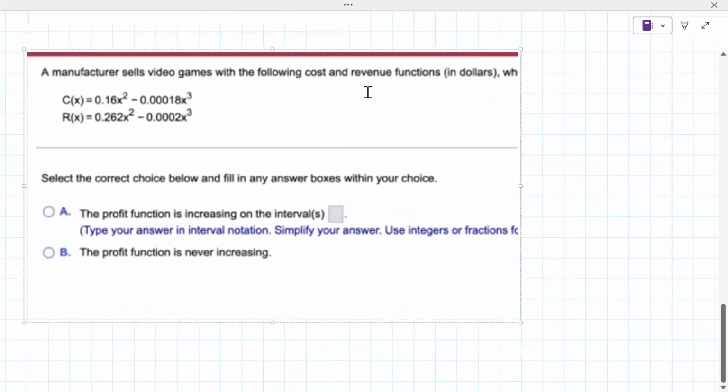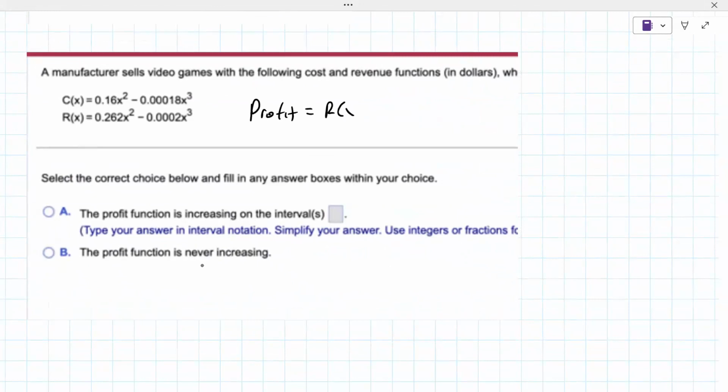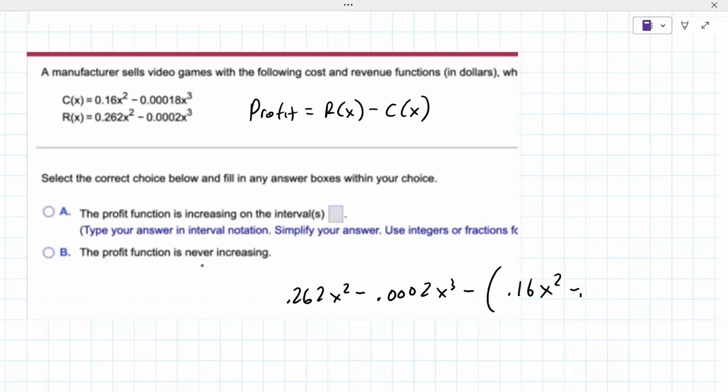A manufacturer sells video games with the following cost and revenue functions in dollars. The profit function is increasing on the interval. The profit function is never increasing. So profit is revenue minus cost. You take your revenue function, which is 0.262 x squared minus 0.1232 x cubed, and you subtract 0.16 x squared minus 0.00018 x cubed. That's your profit function.